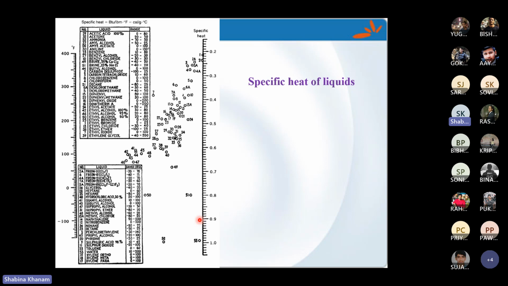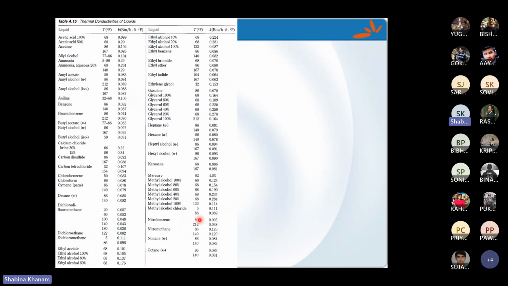And how to find a property for the second fluid, that we will discuss. So in that way you can find viscosity and specific heat. Here I am having the thermal conductivity of the liquid, so you can see hexane. There is not much you need to do; you only need to see the temperature and see the value. If hexane is there, at 86 the value is available. At 140 degrees Fahrenheit, the value is available.